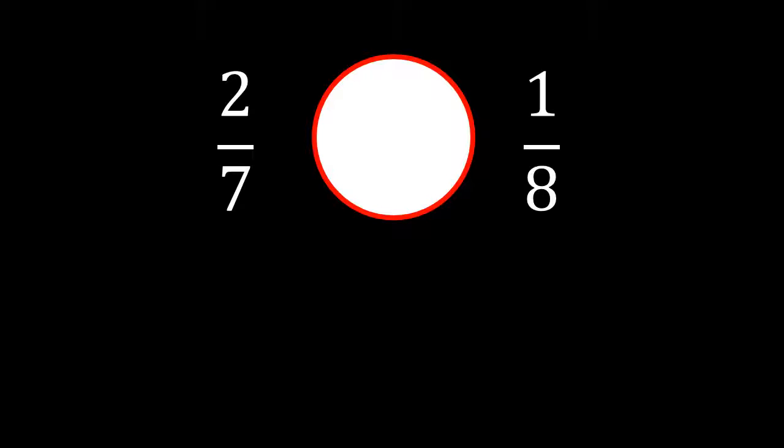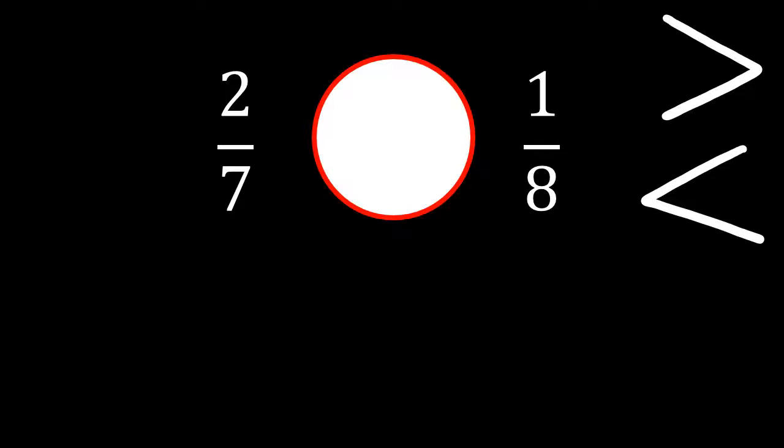And so here we're given this question. We have 2/7 and 1/8, and we have to figure out which one is greater, and then we have to use the appropriate notation. So the notation we're going to use: the greater than sign, the less than sign, or the equal to sign. There are some different methods. You can try to draw pictures, but I like to use the butterfly method.